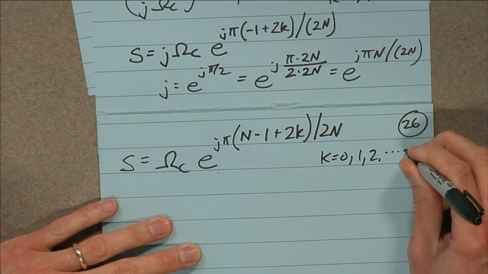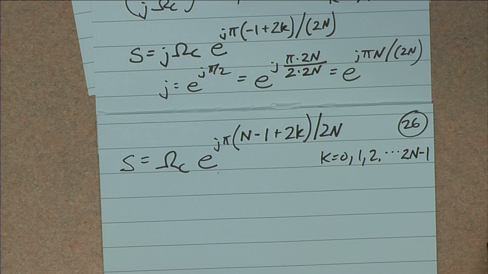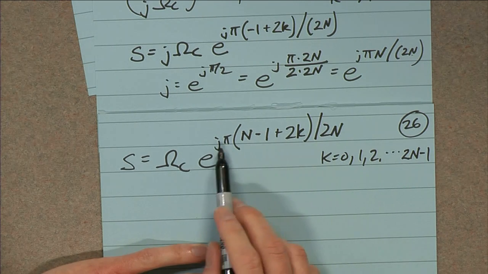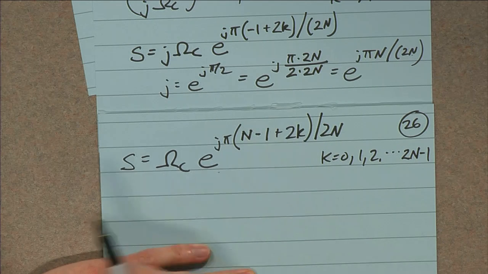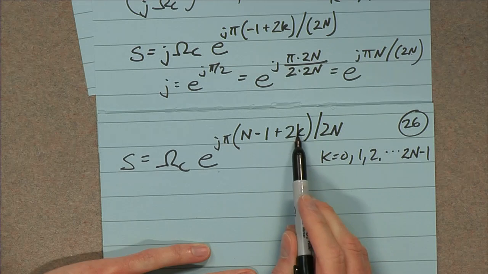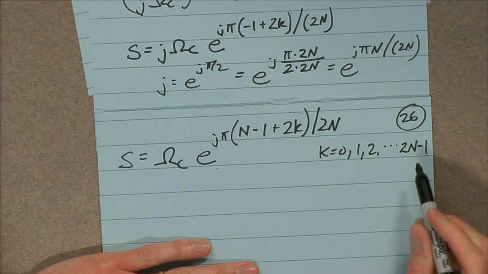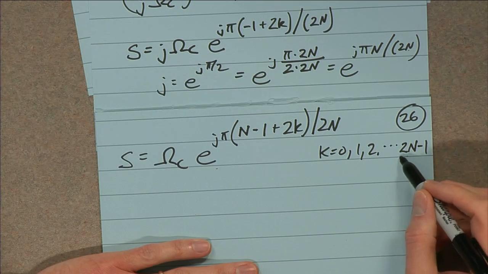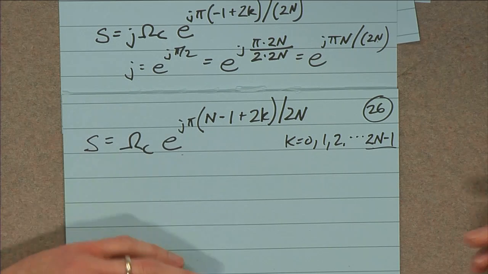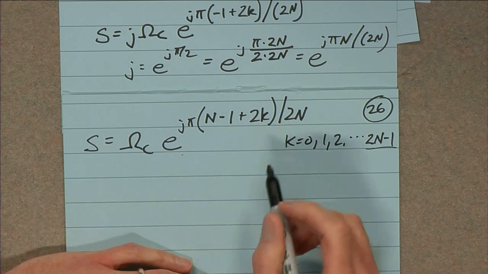And I'll do the spoiler alert. It only goes up to 2n minus 1. And let's just look at it and see if we can figure out why. So when k is 0, this is e to the j pi n minus 1 over 2n. Okay, fine. And we keep going up, counting integers. Nothing seems funky. We get to 2n minus 1. That's some ugly expression. But now what happens? What's the very next integer after 2n minus 1? It's just going to be 2n. So if we plug 2n in for k, what happens?